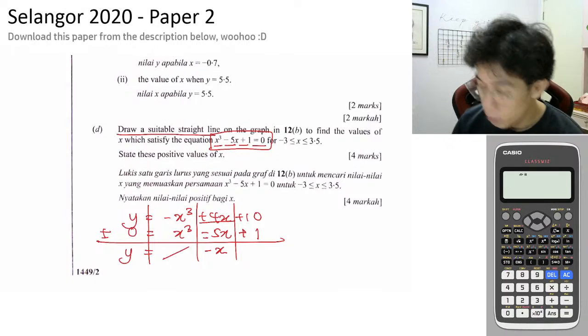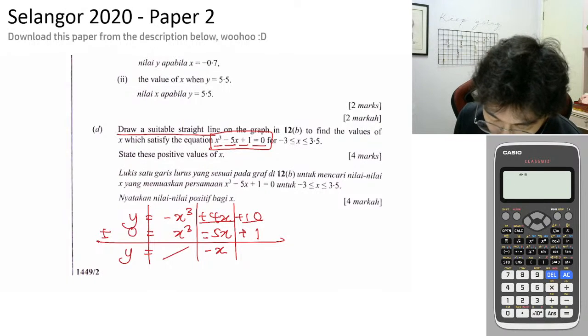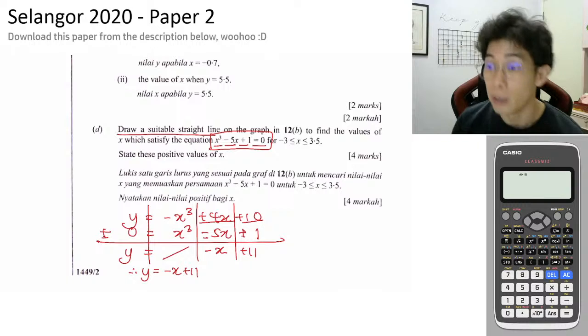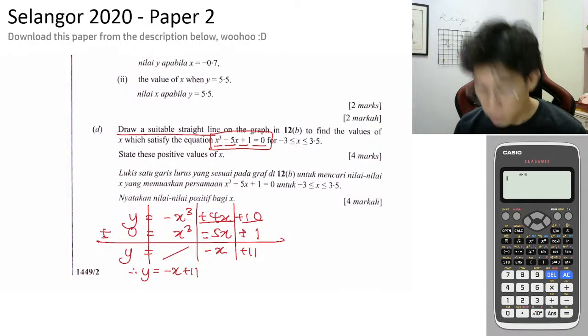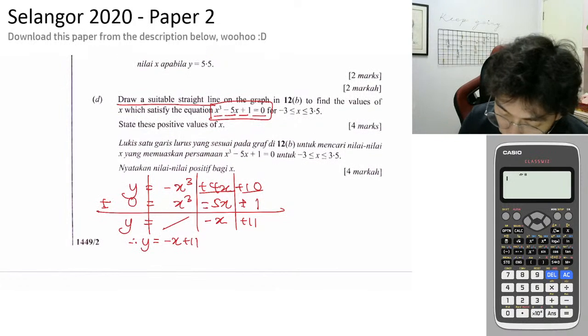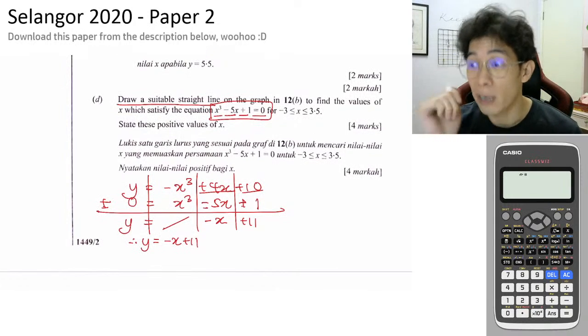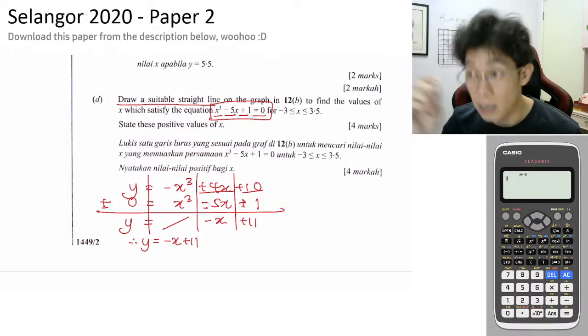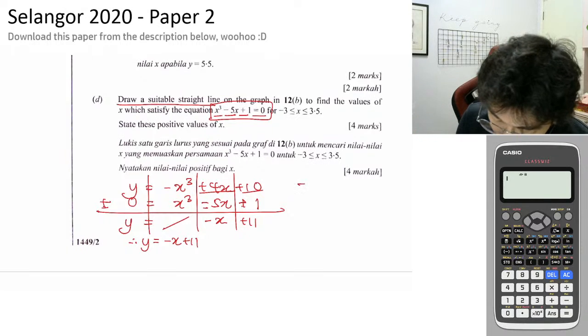Okay, minus x. Now after that, plus 10 plus 1 you get 11. So plus 11. So therefore y equals minus x plus 11. Minus x plus 11. And of course the next one, it will be step 1, straight line done already.